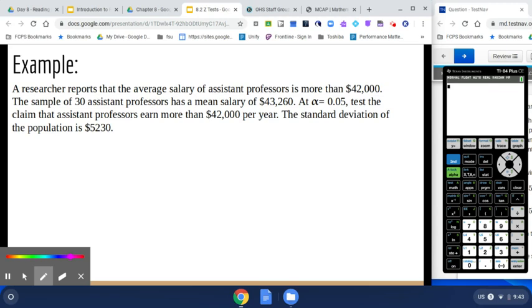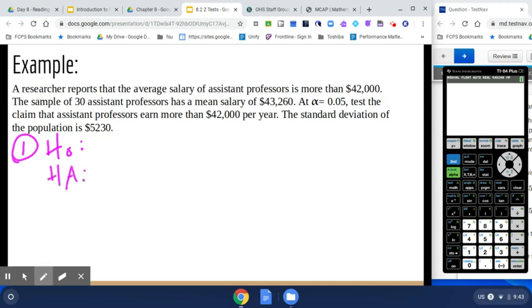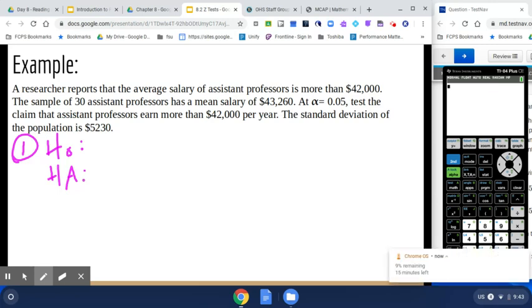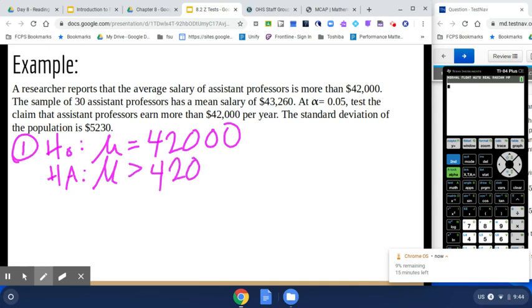Okay, so our very first step of hypothesis testing is to write out the null and alternative hypotheses. So if we look, the very first sentence says a researcher reports that the average salary of assistant professors is more than $42,000 a year. So that's what the researcher is thinking is going on. So if nothing's changing, we would expect assistant professors to earn $42,000 a year. If something is changing, this researcher is expecting that the salary is increasing. So mu is greater than 42,000.